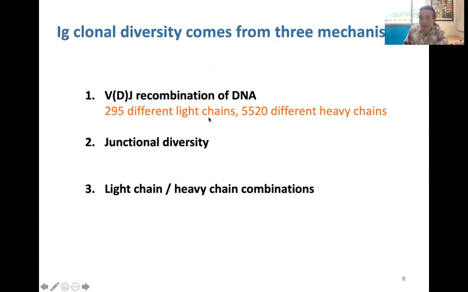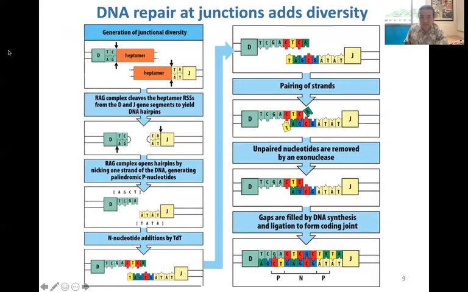So that alone, though, is a few thousand different variations. That's not nearly the hundreds of thousands I've been talking about, right? So the rest of it comes from things like junctional diversity. So let's move on and take a look at that.